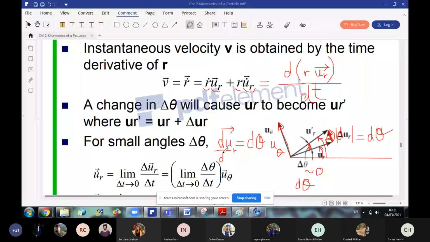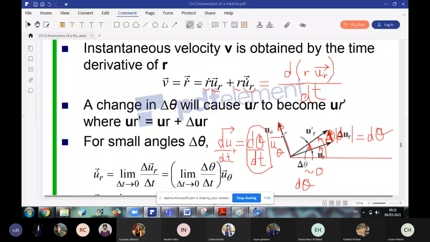So now what will be d theta by dt? It represents the angular velocity of rotation. So this is called theta dot, or omega. Therefore, as we can conclude here, we can define dUR by dt. We can replace it by theta dot U theta.